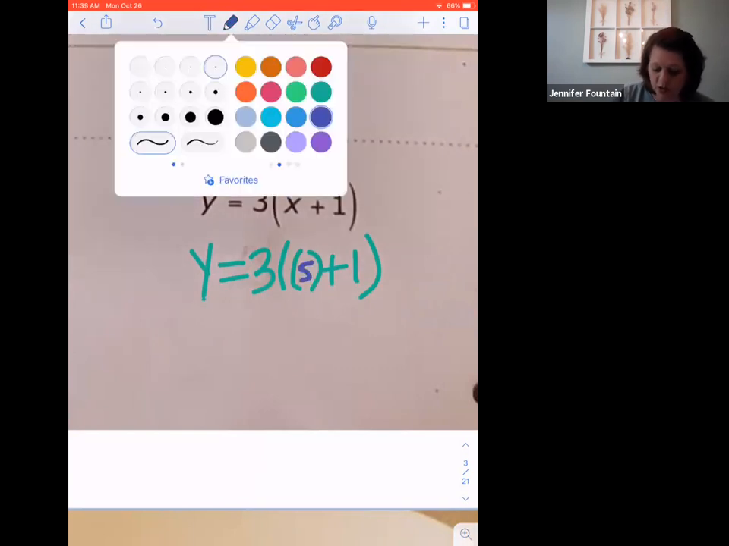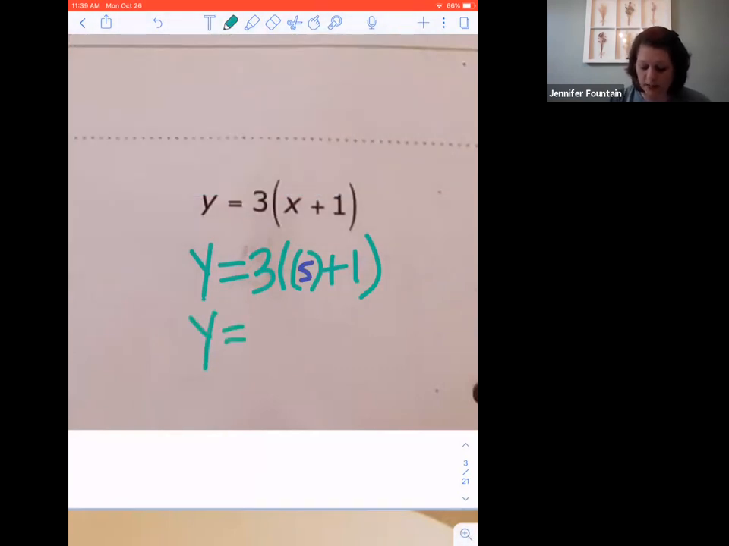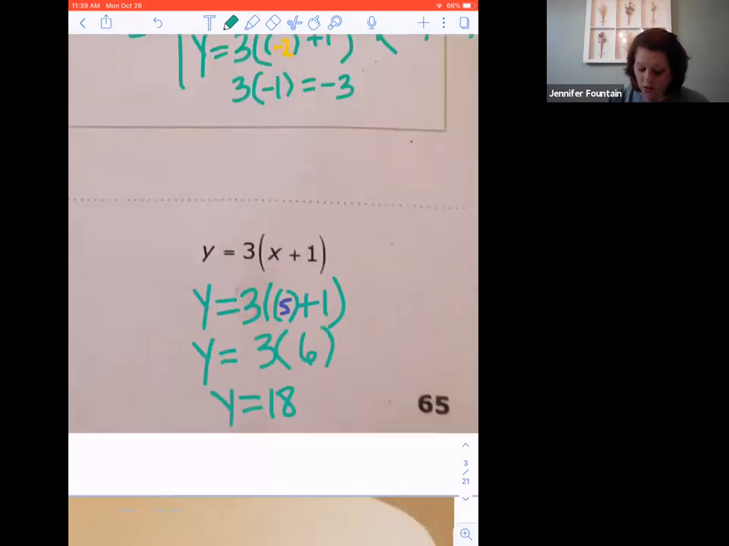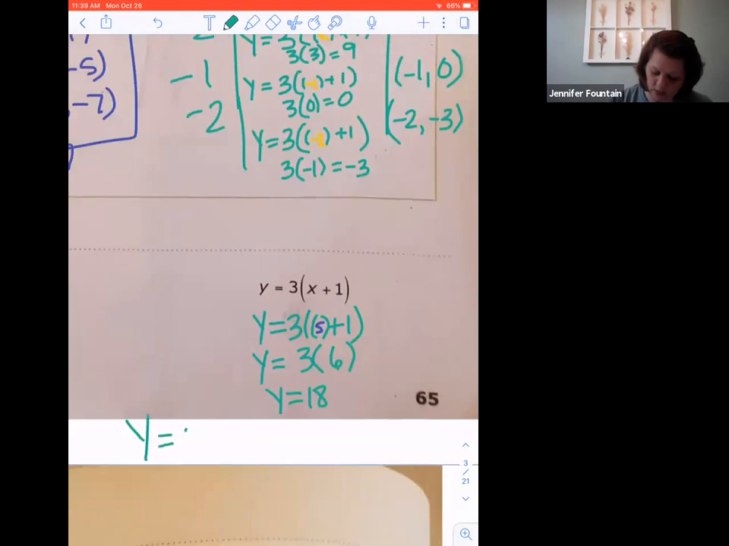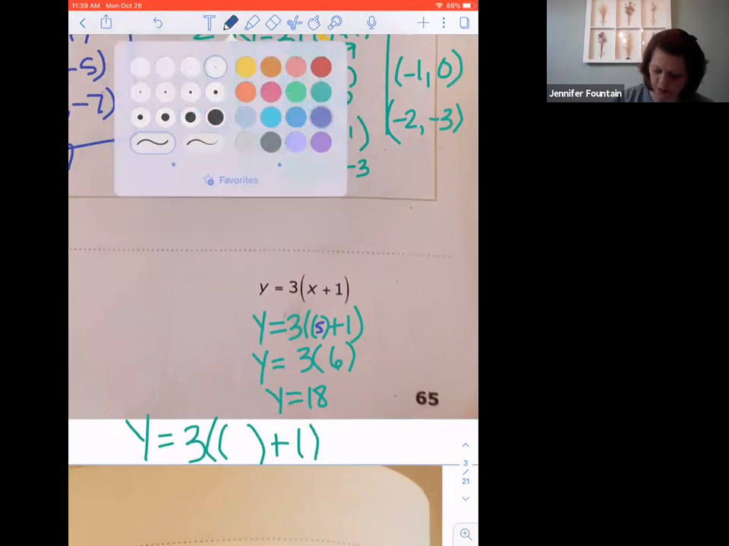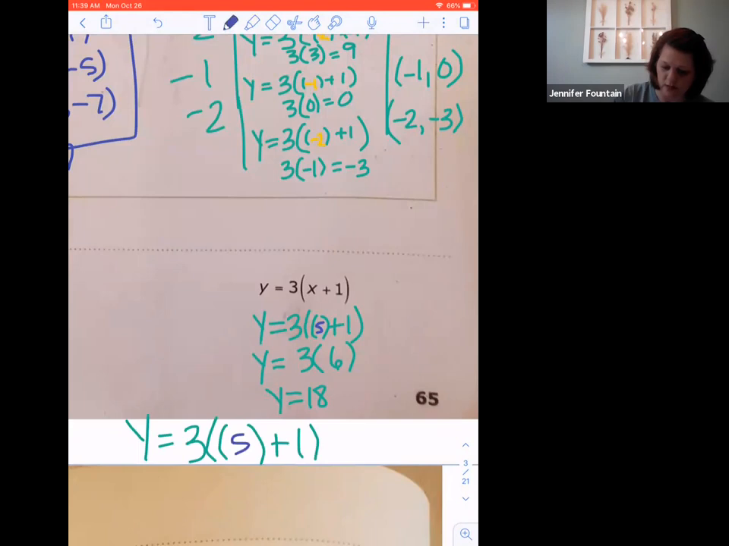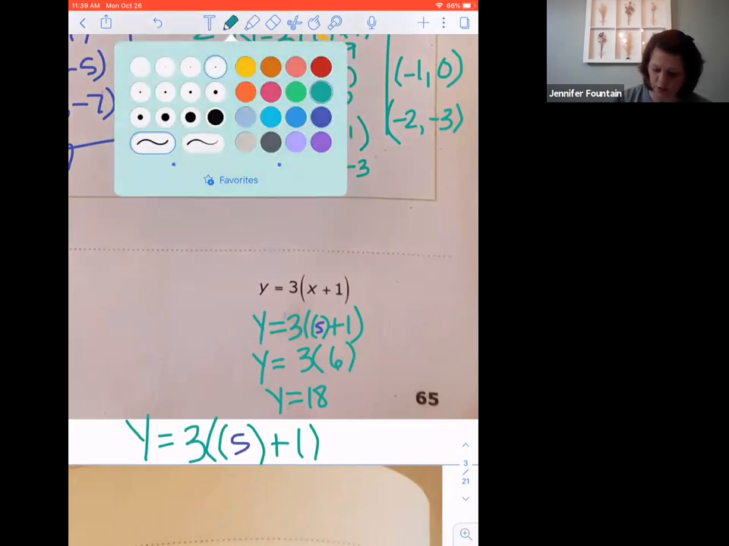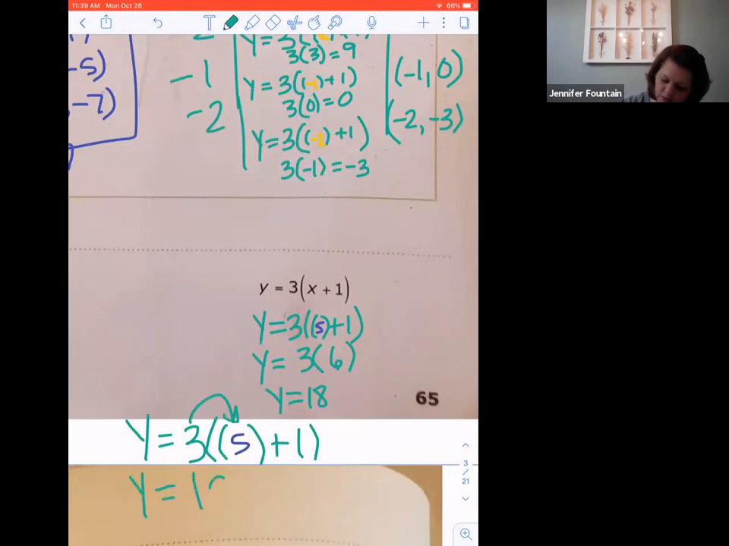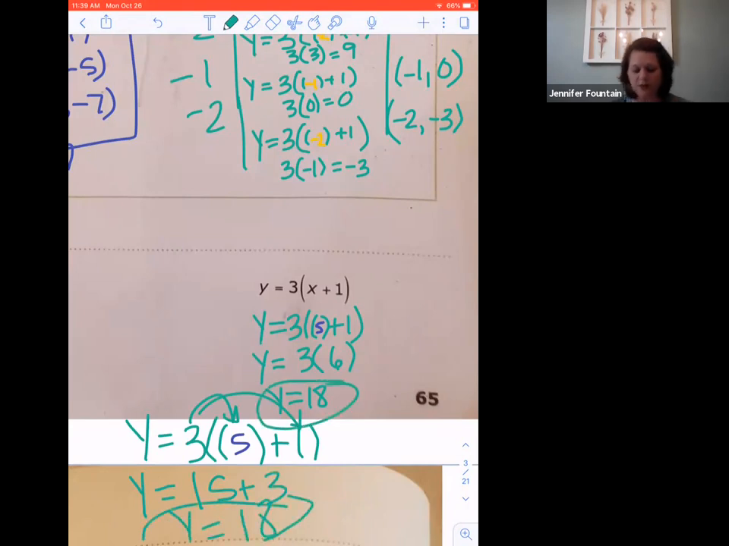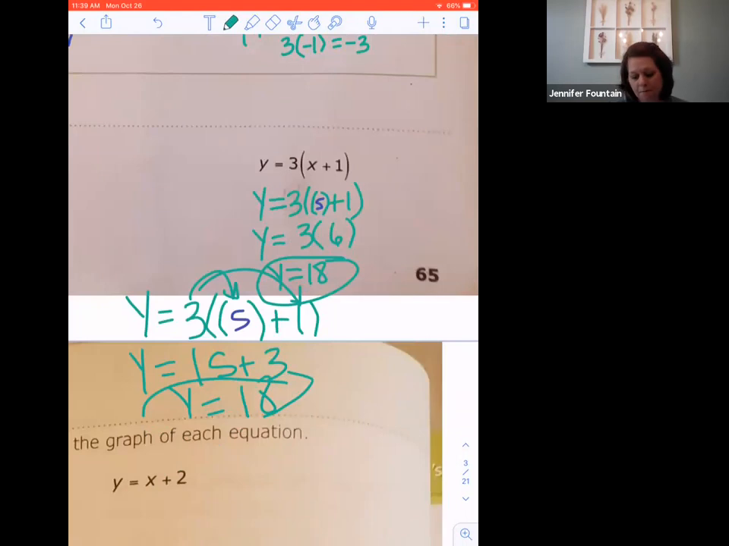So again, here you could either solve using order of operations and go in parentheses. And so you have 3 times 6, so y equals 18. Or if you had done y equals 3 times 5 plus 1, plug in my 5. Now I'm going to distribute. 3 times 5 is 15, plus 3 times 1 is 3. So y equals 18. Either way, I'm going to end up with the same answer. I can either distribute it or I can use order of operations and go parentheses, then multiply.